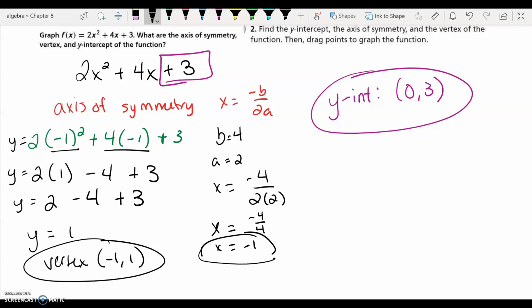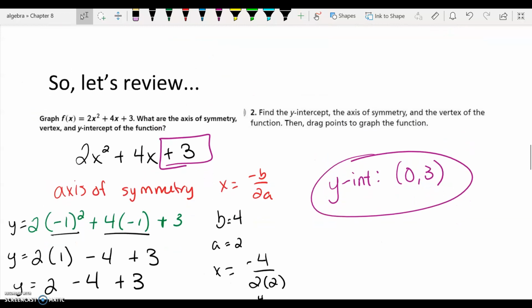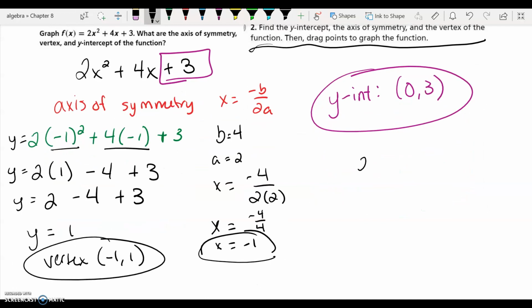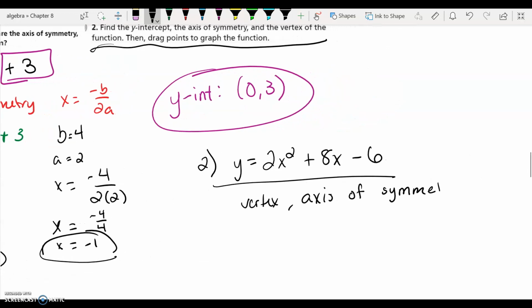I'm going to create another equation. I'm going to pause the video and have you guys solve it. So this one, I want you to find these three things. You're going to submit this to Classroom. So it's going to be y equals 2x squared plus 8x minus 6. I want you to find the vertex, axis of symmetry, and the y-intercept.